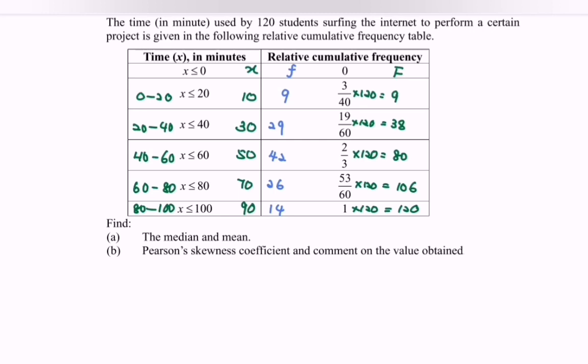Next, referring to the question, we have the median, mean, Pearson skewness coefficient, and comment on the value obtained. So we are interested in the fx. By referring to the table, fx means the frequency multiplied with the midpoint.